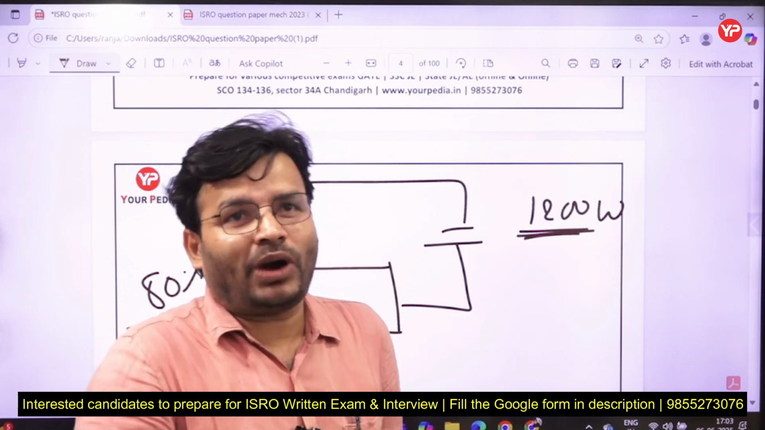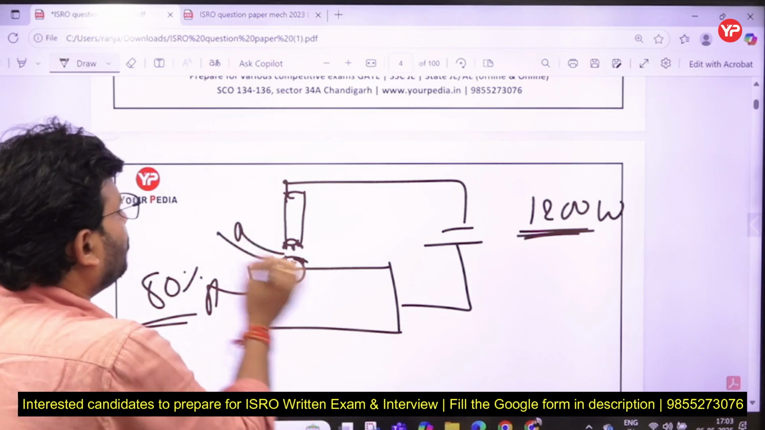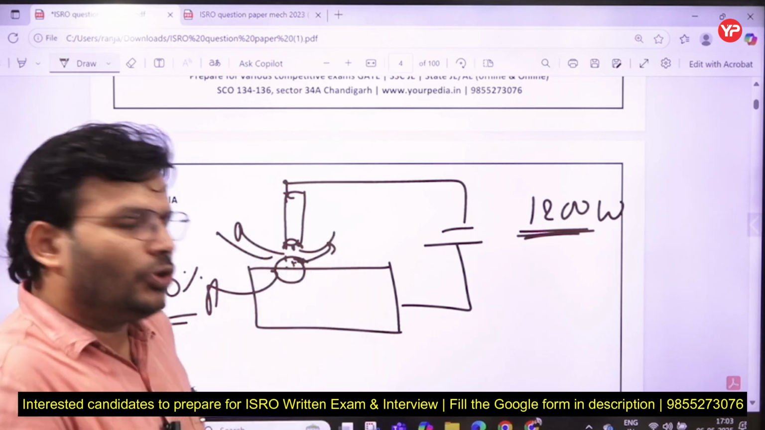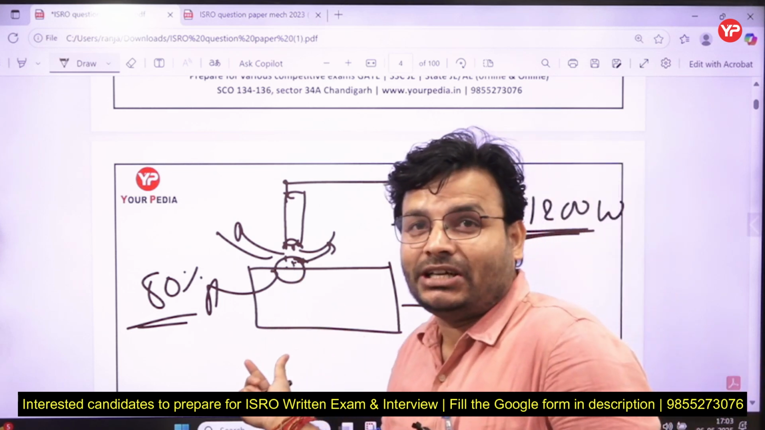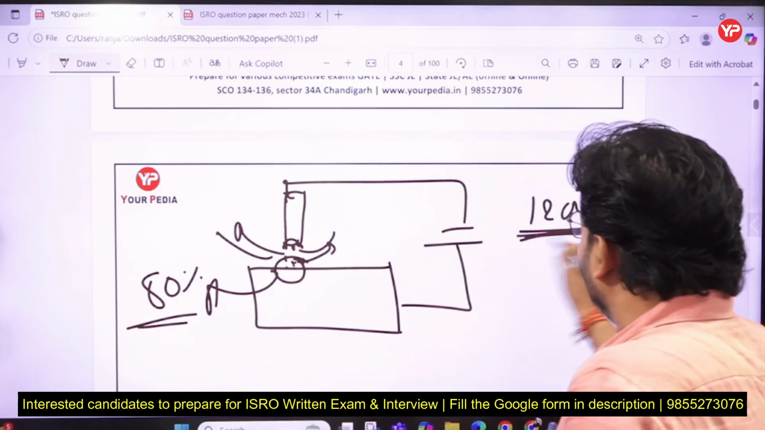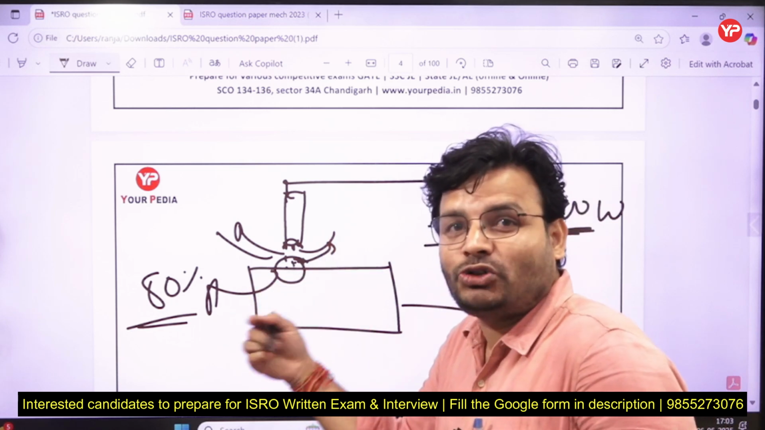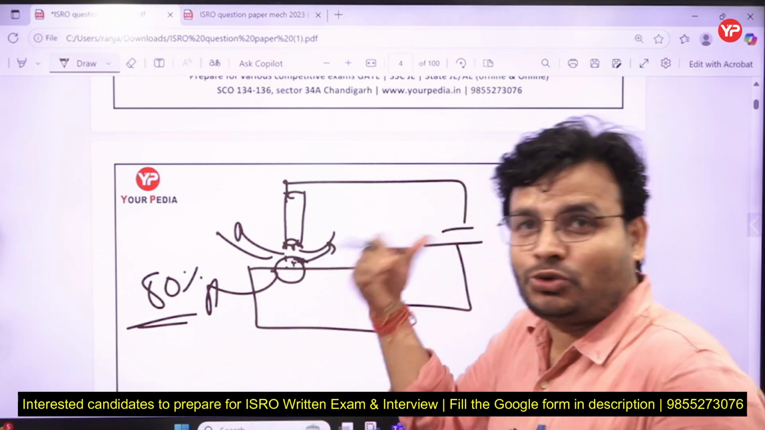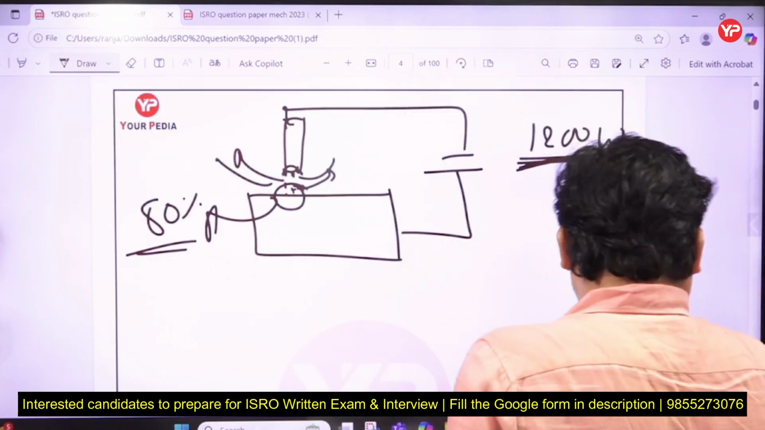Rest 20%, what is happening, my dear friends? Whenever it comes through the arc, it could possibly go in the form of radiation or convection. So only 80% is reaching there. But you required how much? 1200 watt required. So how much do you have to supply? Obviously more than 1200, no, sir. So what will be the efficiency, my dear friends? Simply I will ask what will be the efficiency.